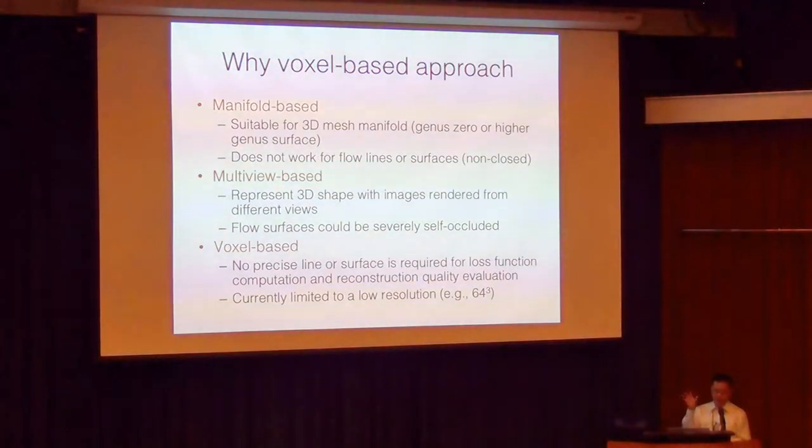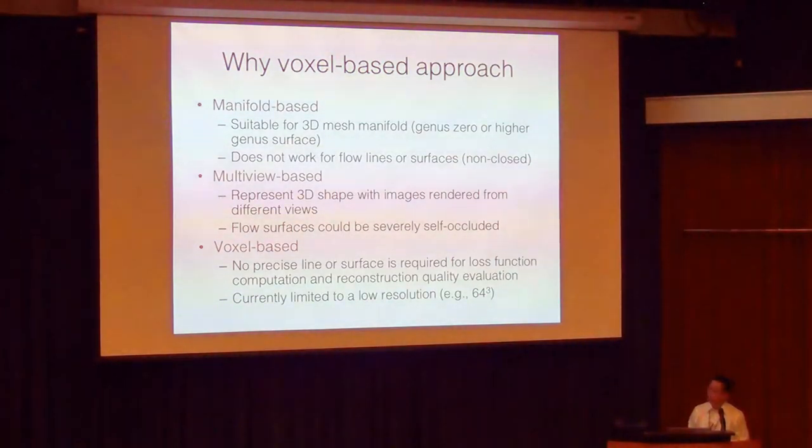Basically, they take a camera and take multiple shots from different viewpoints and use that to represent a 3D shape with images rendered from different views. Again, it's not quite suitable for us because, as you can see, the flow surface itself is very complex. It could be severely occluded even for single surfaces, okay?